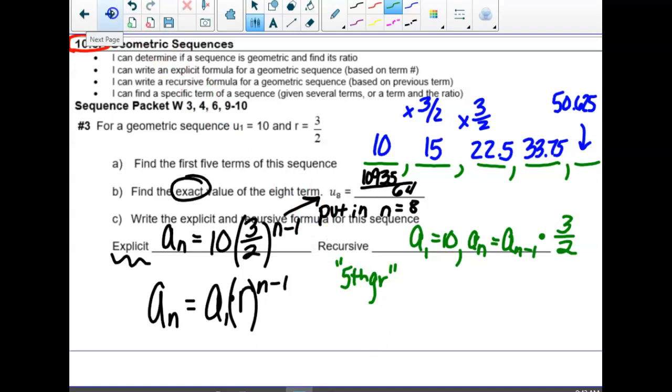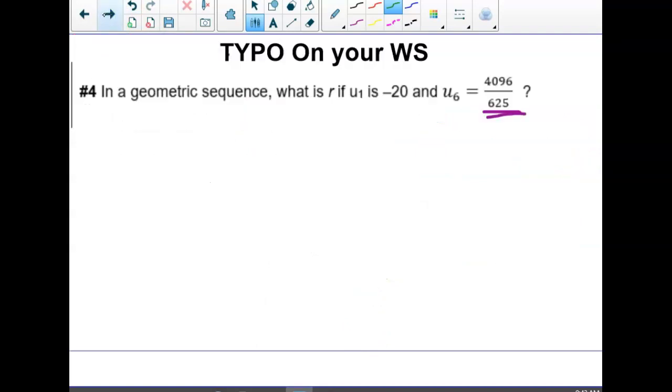All right. This one has a typo on your worksheet. Can you make the bottom number here say 625? I think, did I put 626 on yours accidentally? All right. So this is still part of that same part of the quiz. It says in a geometric sequence, what is R if we know U sub 1 and U sub 6?